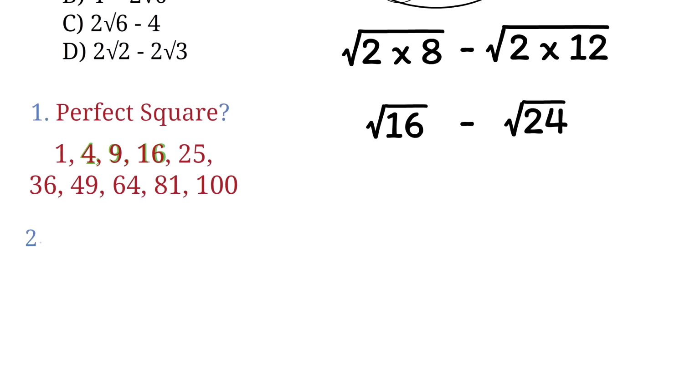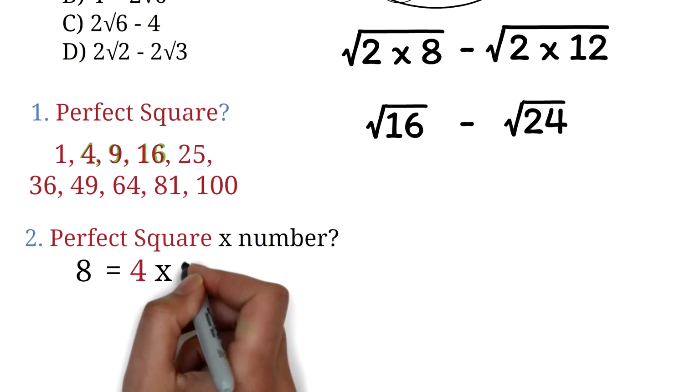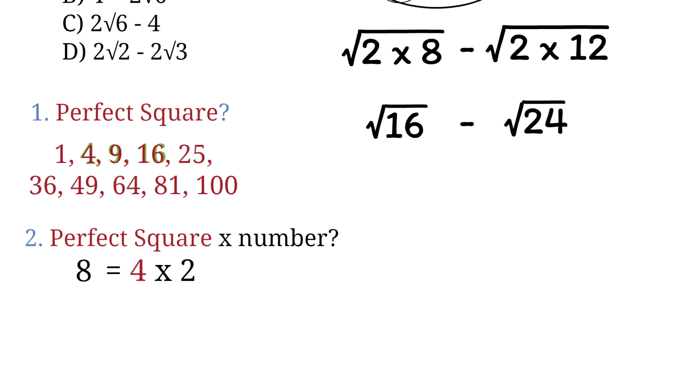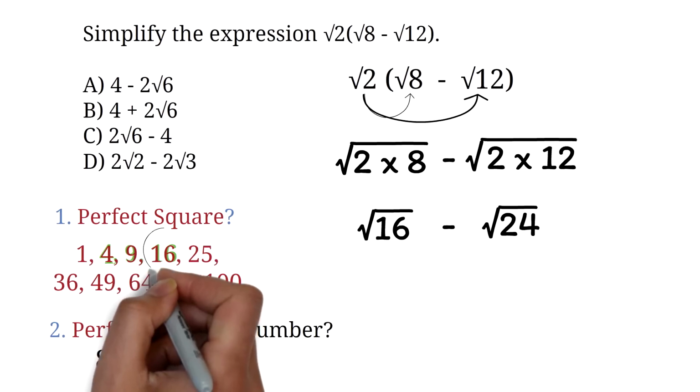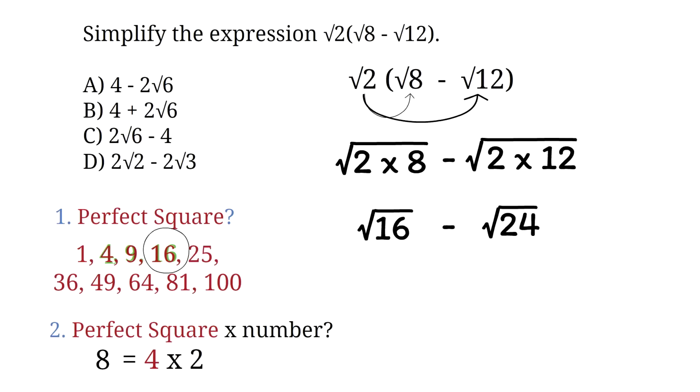2. Can the number be written as a perfect square times another number? Example: 8 can be written as the perfect square 4 times 2. If you cannot use 1 or 2, then the radical cannot be simplified. Let's simplify our question. For the root 16, we can see that 16 is a perfect square. That is 4 times 4. So the square root of 16 is 4.